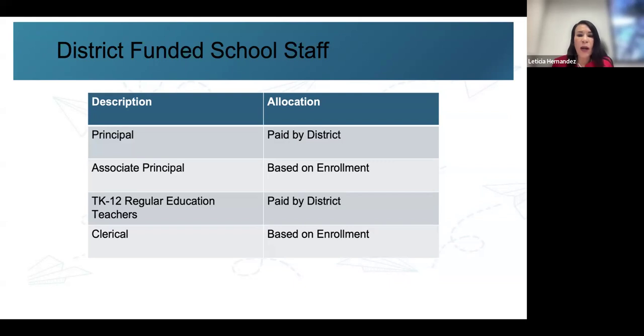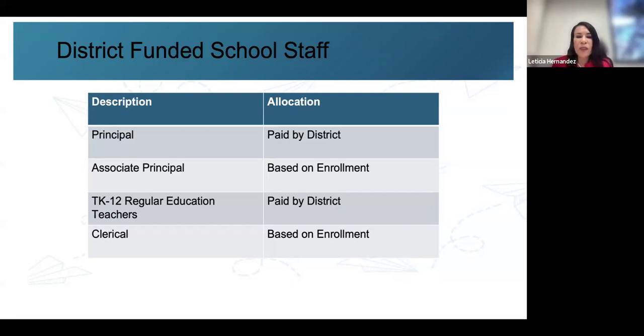But if you are a school site in a district that has many schools, then usually the principal is paid by the district. The associate principal is based on enrollment. So if you do have an associate principal, it would really depend on enrollment, on the need of your school. And your TK through 12 regular education teachers are paid by the district. And clerical is based on enrollment. So those are just some examples of what the district would pay for.